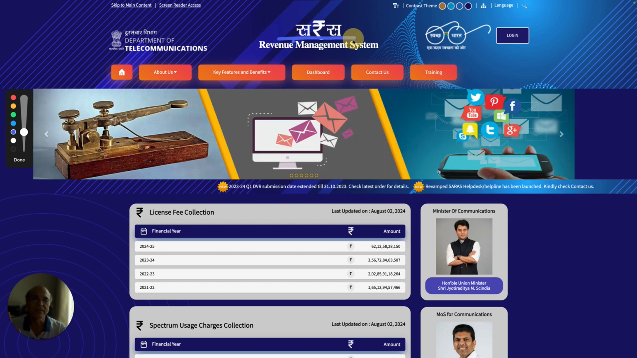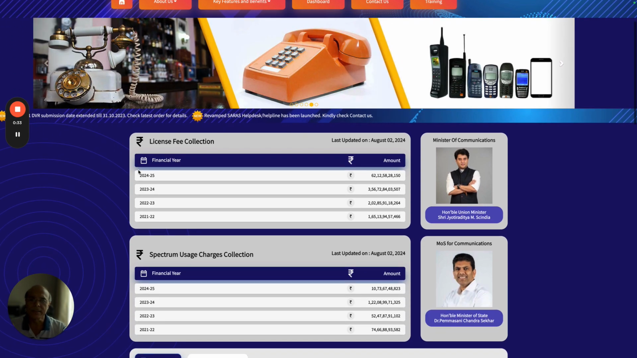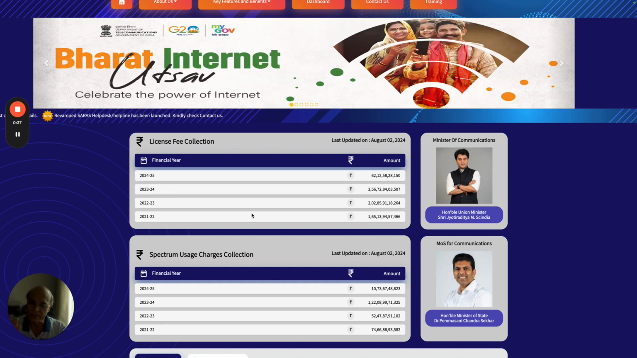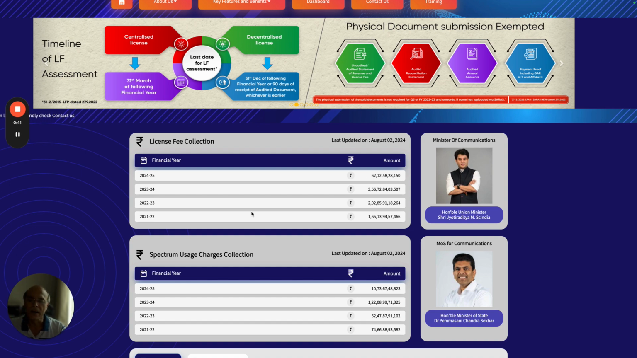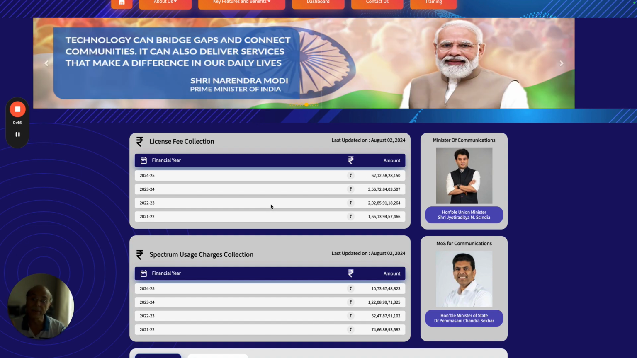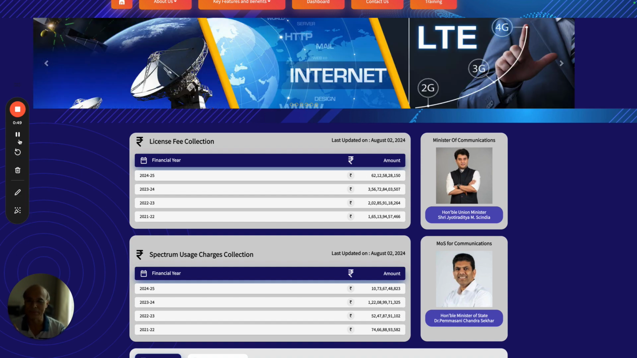So you look at this, Saras. You'll get the link on the DOT's website, and this site looks something like this. It contains 4 financial years of information, and this is the most accurate information, better than what TRAI reports on their website each and every quarter. This is real-time information updated every day, right? That is the accuracy of this information.